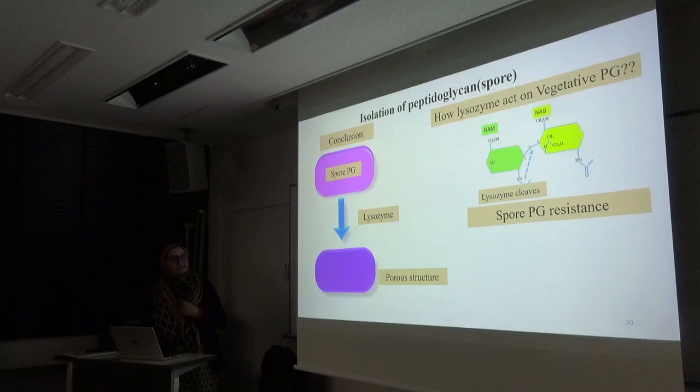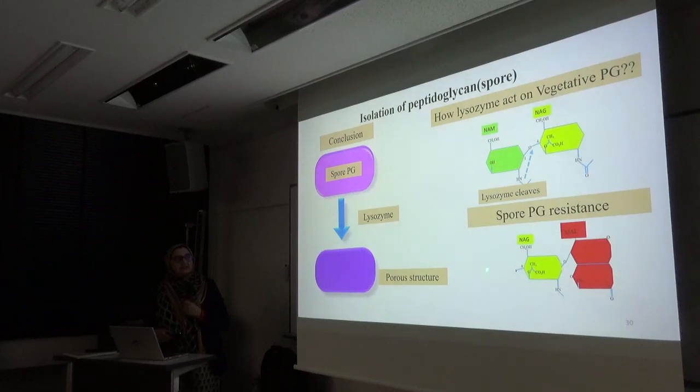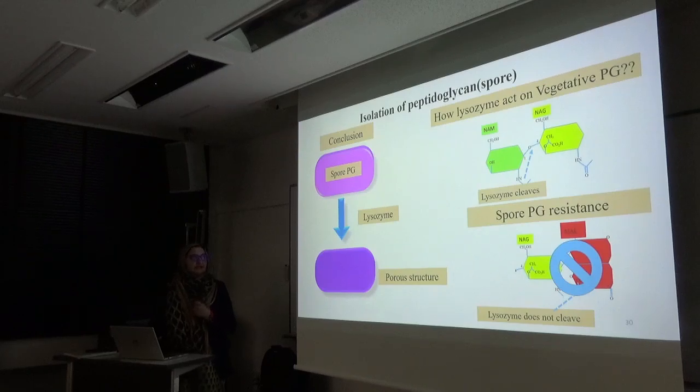But in spore PG, why was the spore PG resistant? I assume that it is because NAM is replaced with MAL, muramic delta lactam, so lysozyme can't cleave the bond between these two, and therefore it shows resistance to lysozyme. Therefore the spore PG shows resistance to the lysozyme.